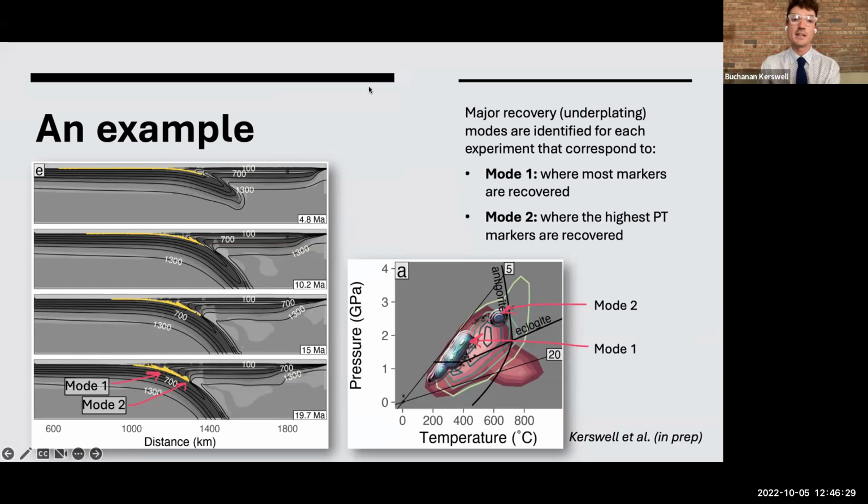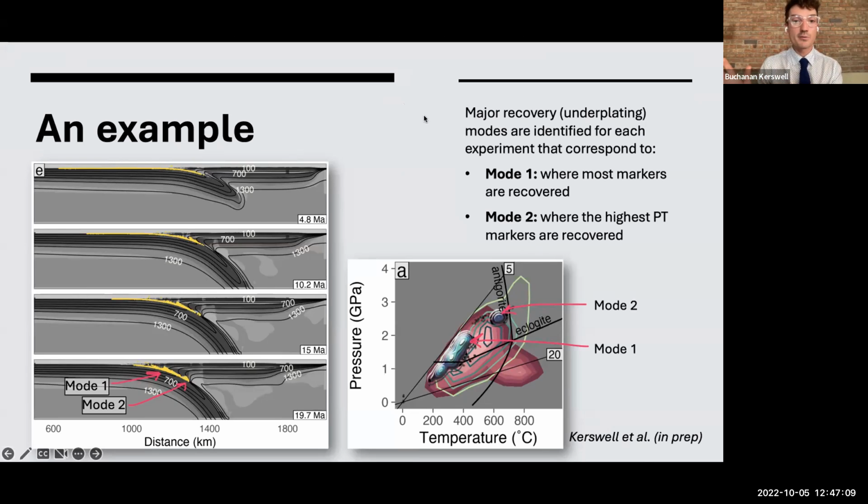Mode 2 represents the deepest or the warmest peak of markers, a high density peak of markers. So after we find the first mode, we ask, okay, this is where most markers are getting recovered from mode 1. Where is there another peak of deeply subducted markers that's also getting recovered? We want to identify that peak, the most deeply subducted markers. This is what we call mode 2. And mode 2 usually corresponds to the coupling depth near the antigorite dehydration reaction.